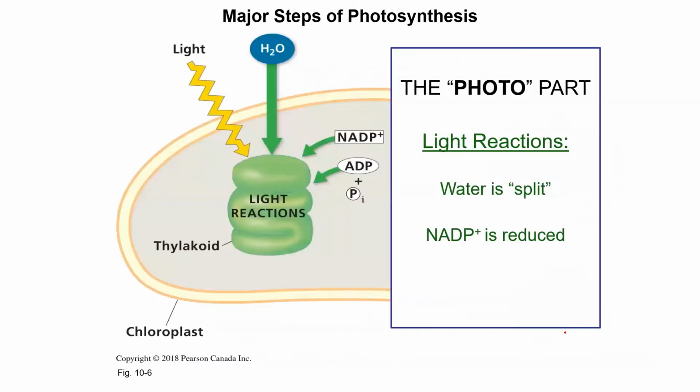Okay, so let's talk about the reactions. We have 2 parts. We have the photo part, and we have the synthesis part. Let's take a look at the photo part first. Photo, of course, means light. It's going to involve light. It also involves water. Those are the two main ingredients for photosynthesis. We also have NADP+, which I'll talk about in a moment, and ADP and Pi. We'll get to that in a moment.